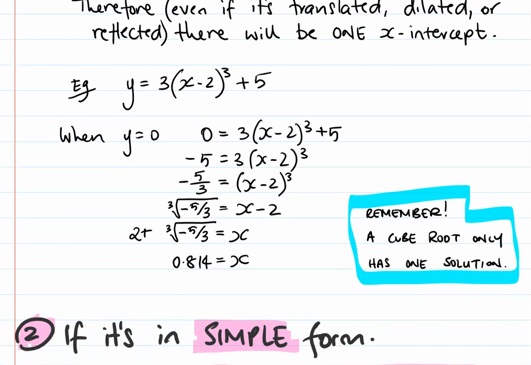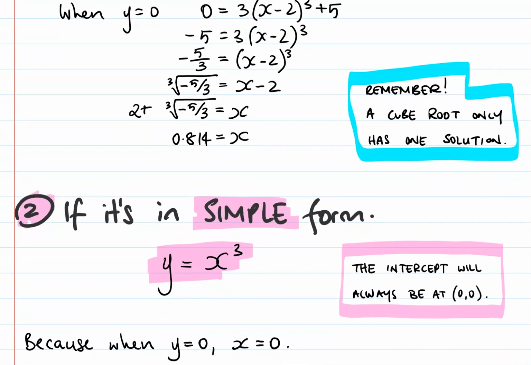The second way is if it's in the simple form y equals x cubed. The intercept will be at (0, 0) every single time, because it is the same value for x cubed, and when y equals 0, x equals 0.